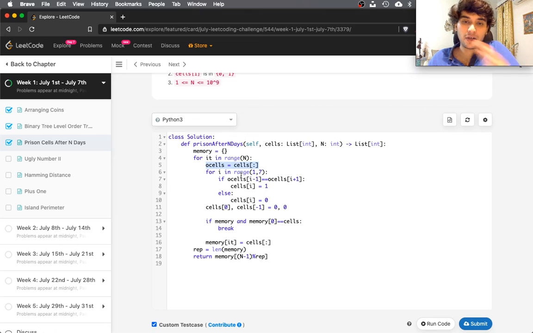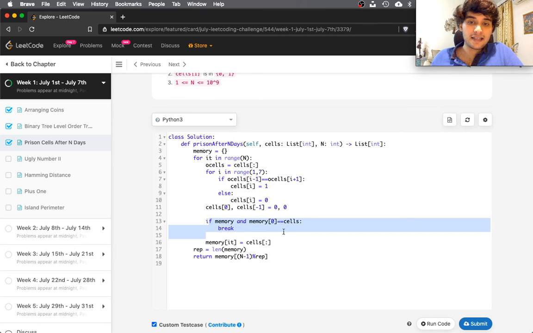Now we only go from 1 to 7 because we definitely know that the edges have only one neighbor, so they're going to be 0, which we're setting right here. We go from 1 to 7 indices, and we implement the logic, which is quite simple. If left and right both have the same value, then it's 1 in the middle, otherwise it's 0.